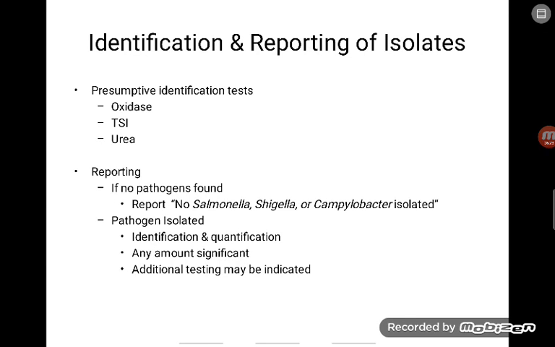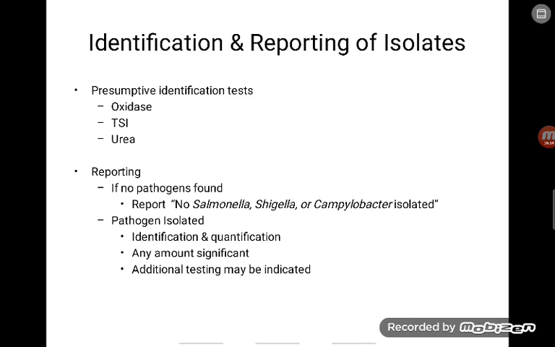Identification and reporting of the isolates. How do we identify? First, there are tests commonly used to identify the causative agent. We use what's called a presumptive identification test, such as oxidase. The test is important in identifying the microorganism. TSI and urea are also used.